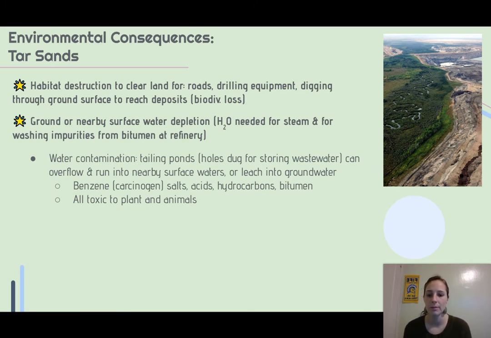You're going to have these tailing ponds, which are holes that are dug for storing the wastewater of these processes. These tailing ponds can overflow and run into nearby surface waters or leach into groundwater, and these are going to be contaminated with benzene, which is a carcinogen. They also have salts, acids, hydrocarbons, and little bits of bitumen left in it. And so all of this is kind of yucky water that can get into other places. All of these things that it's contaminated with are very much toxic to plants and animals, and therefore humans. So it's definitely not good when these run into local groundwater or surface waters.